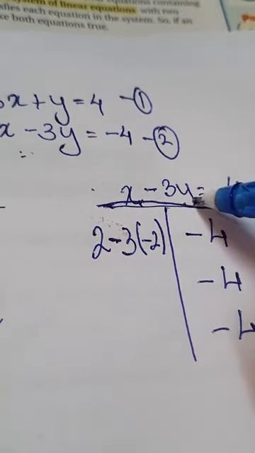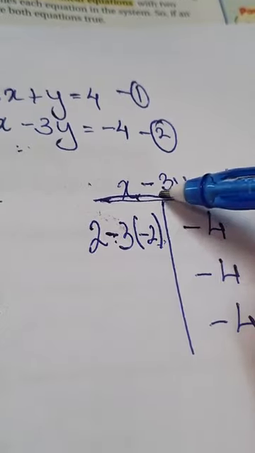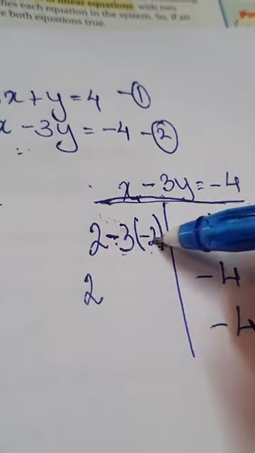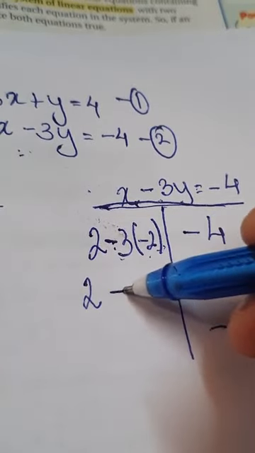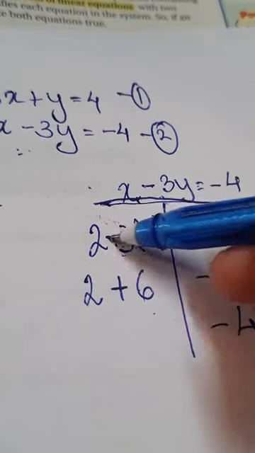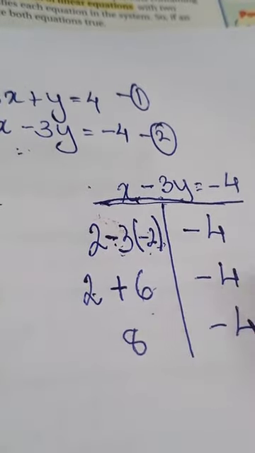Okay, the value of y is minus 2 as given in the coordinates. So minus 3 multiplied by minus 2. So 2 minus 3 into minus 2 is going to give you a plus 6, right? 3 2s are 6 and minus into minus will give you plus. So 2 plus 6 is going to give you 8.